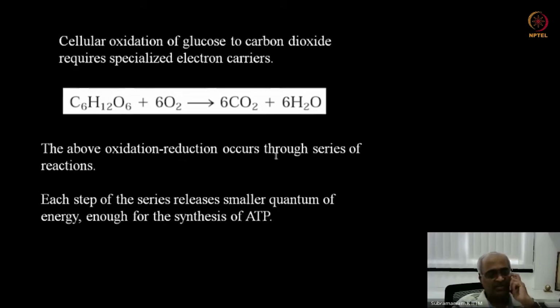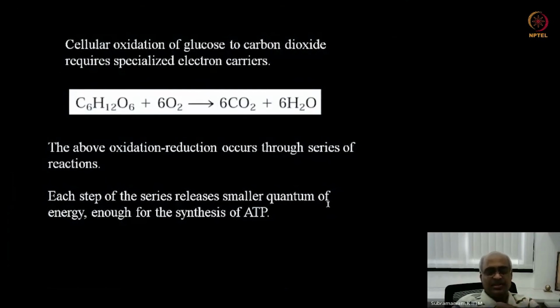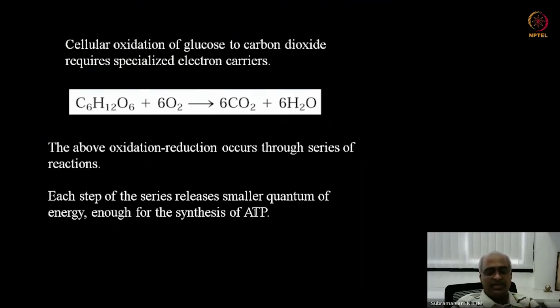So the above oxidation, once more I am reiterating, happens through a series of reactions. Each step of the series releases a smaller quantum, and that quantum is sufficient to provide the required energy for ATP formation, plus releasing some into the environment as heat to satisfy the second law of thermodynamics. So that is the quantum that comes from the individual steps of the series. Therefore each step is calibrated through the process of evolution, such that the energy from each step is sufficient to make an ATP.